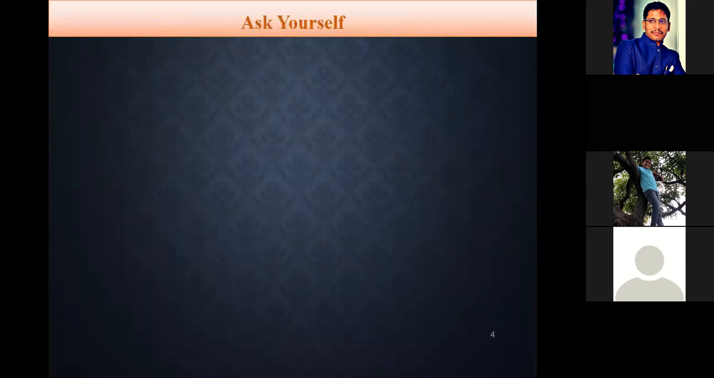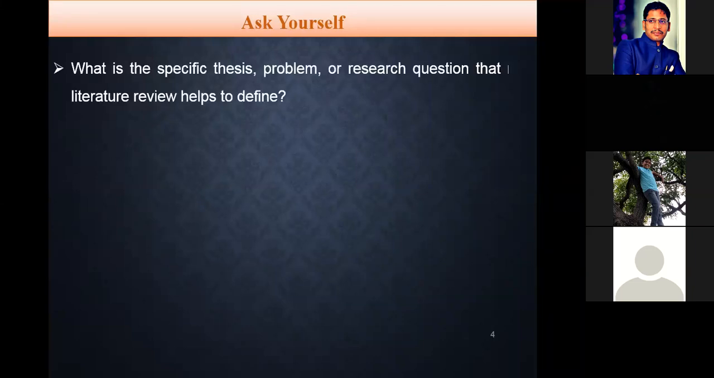So before we proceed with the literature review, we have to ask ourselves a few questions: what kind of literature review are we going to have? What is the specific thesis problem or research question which the literature review helps to defend? So what kind of research question do you have, what kind of problem do you have? We have to select literatures based on the problems or research questions we have. And what is the scope of my literature review?